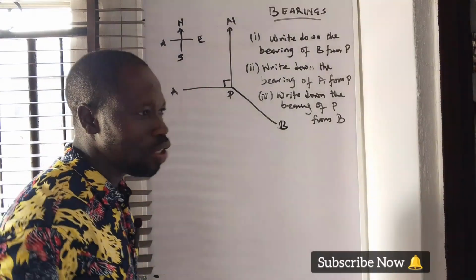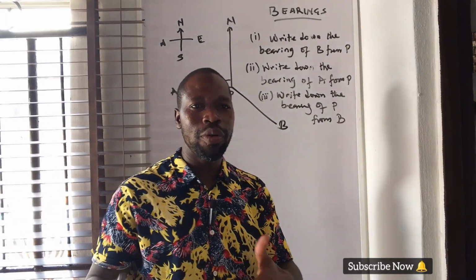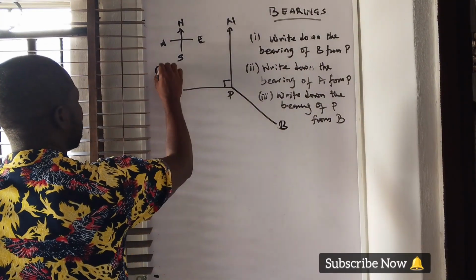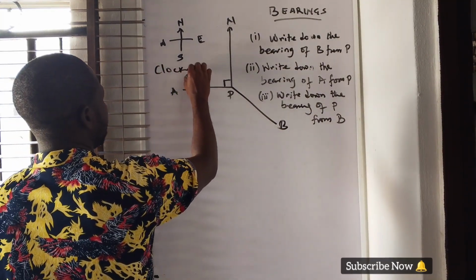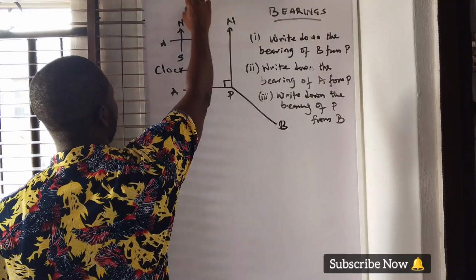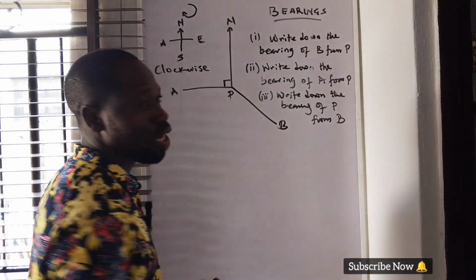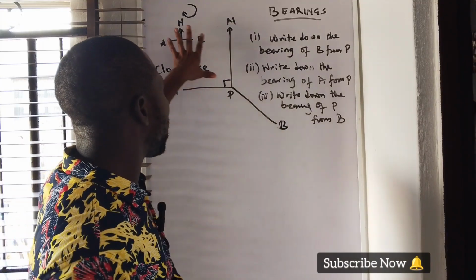All right. First thing you need to know is if you're finding the bearing of a point from the other, you're going to be traveling in the clockwise direction. Which means you're going all the way from the north in the clockwise direction. That's how to get a bearing of a particular point.